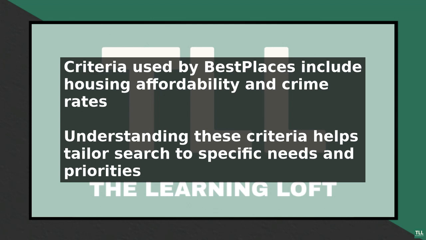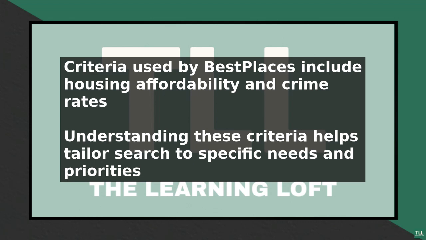When navigating the Best Places website, start by selecting the city or state you are interested in. You will then be presented with a list of neighborhoods, each with its overall ranking and score. It is crucial to look beyond the overall ranking and delve into the specific categories that matter most to you. For instance, if you have children, you may want to focus on neighborhoods with high rankings in education.